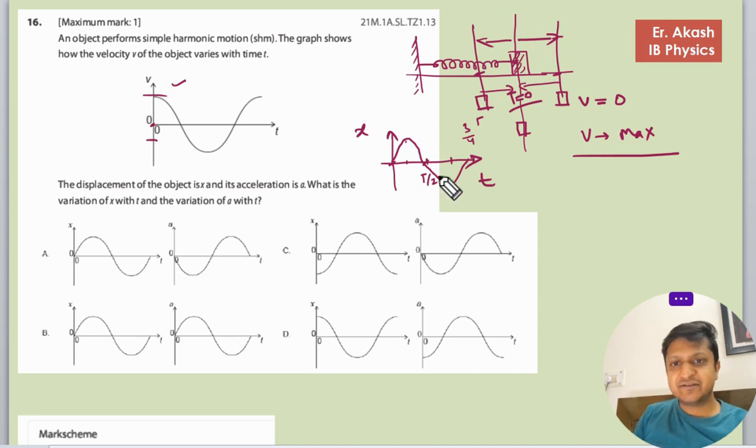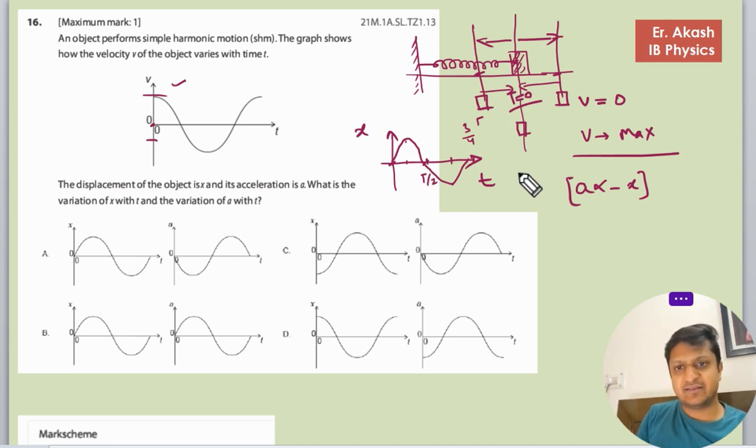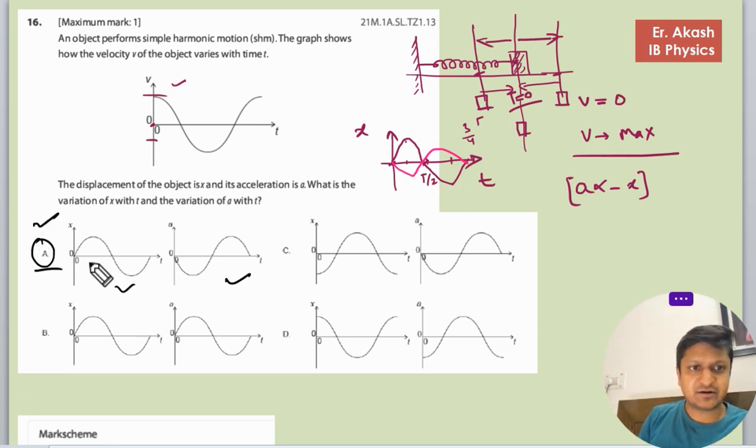Once the x-t graph is there, we know that acceleration is directly proportional to minus x. So the opposite of this graph will be the a-t graph. The opposite of this graph will be like this. So among all these options, see, option A says it is like this, starting from 0, and it is also starting from 0. These are the options that we have plotted. So A will be the right option.